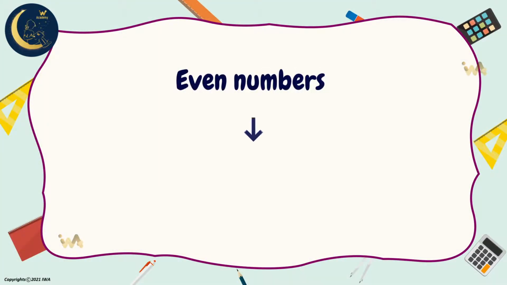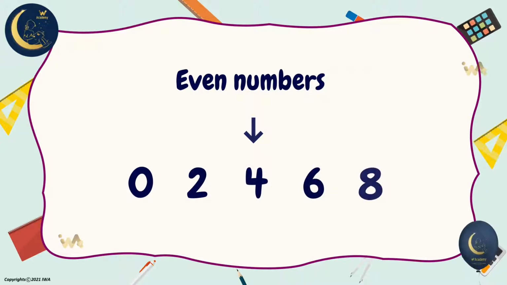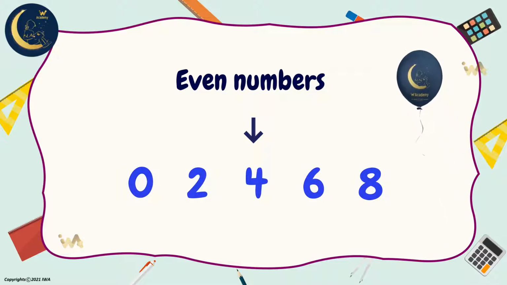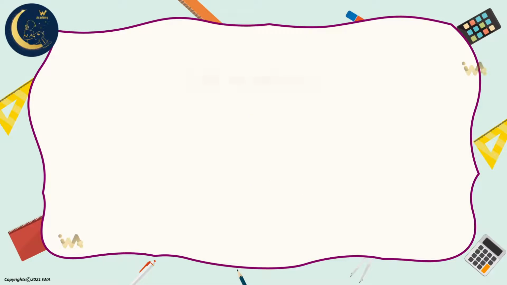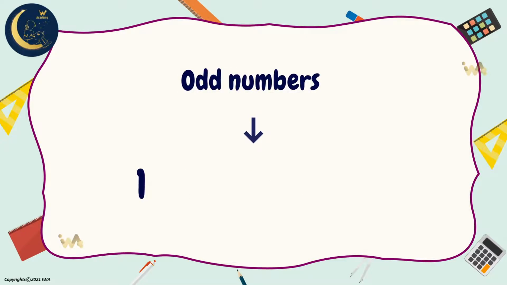The even numbers are 0, 2, 4, 6, 8. All of these numbers can be broken up into pairs, and they have 2 equal parts. There is also another type of number called odd numbers. Let's learn about them. The odd numbers are 1, 3, 5, 7, 9. All of these numbers will have 1 left over after they have been broken up into pairs, and they are not made of 2 equal parts.